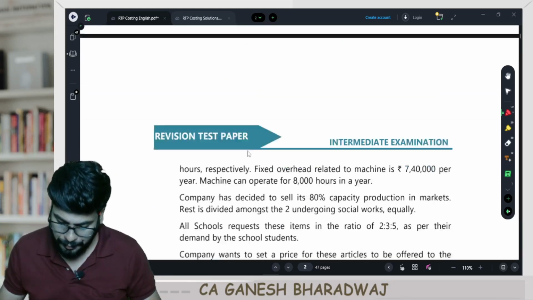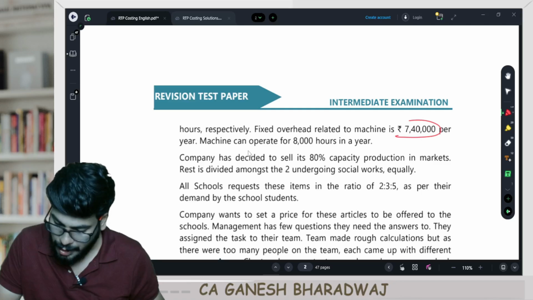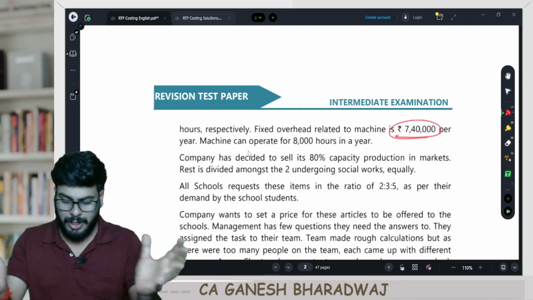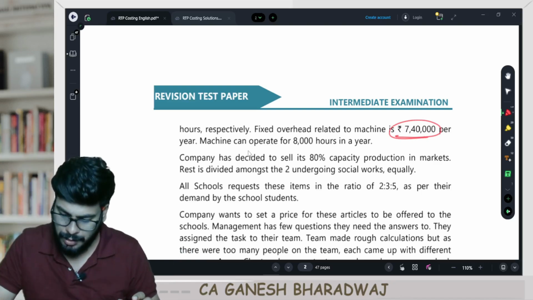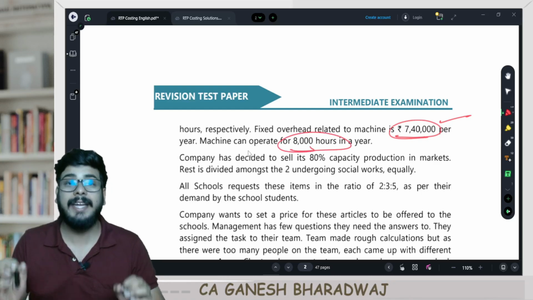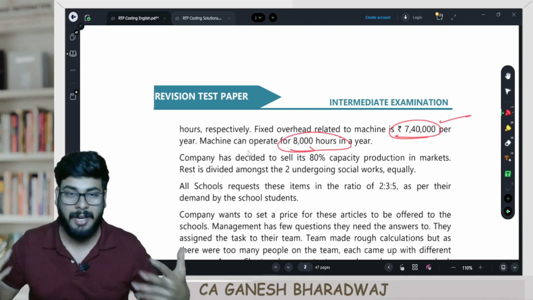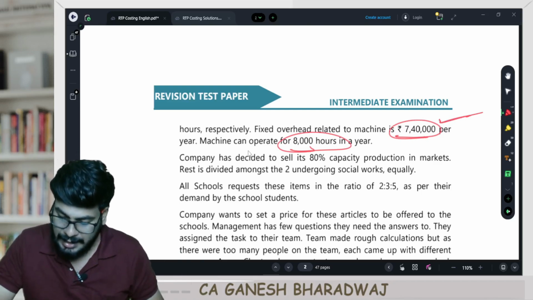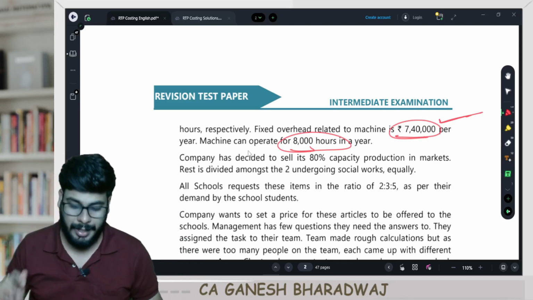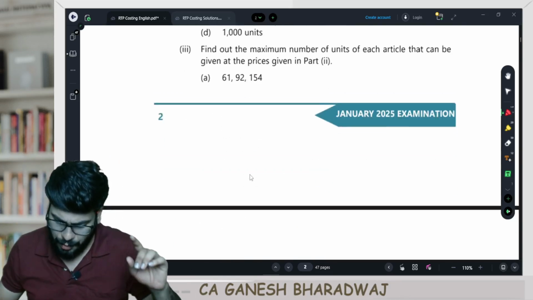The next one. The fixed overhead related to the machine is going to be 7,40,000 per year. So with respect to this particular machine, the overall fixed overheads is going to be how much? 7.4 lakhs. And the machine can operate for 8,000 hours in a year, right? So overall, the machine is being run for 8,000 hours, and 7,40,000 rupees is what the overall cost of the machine.